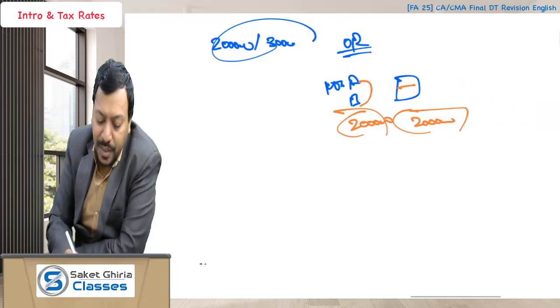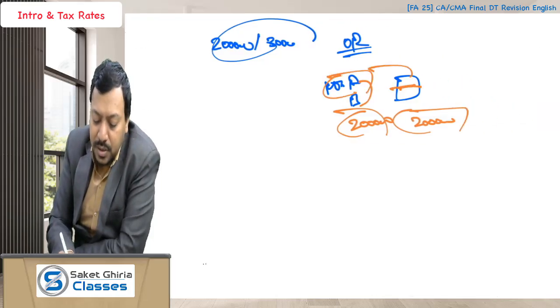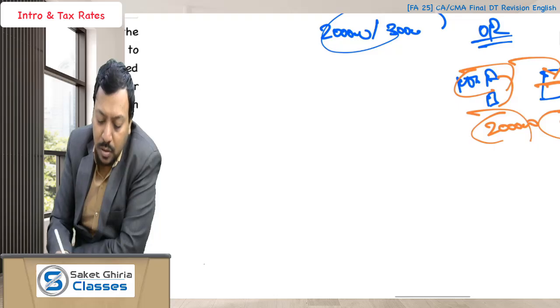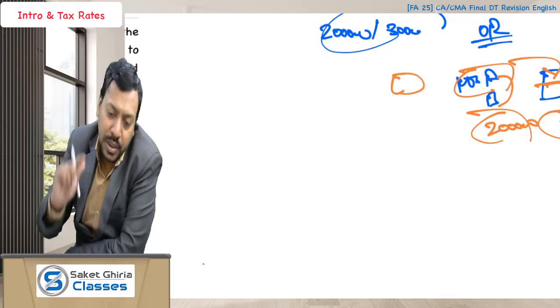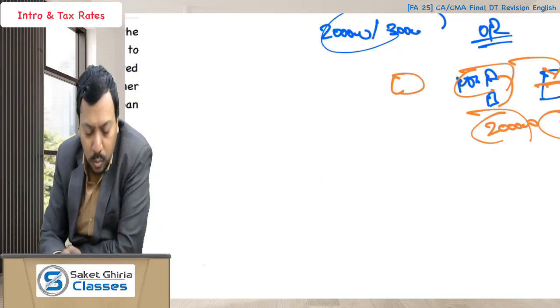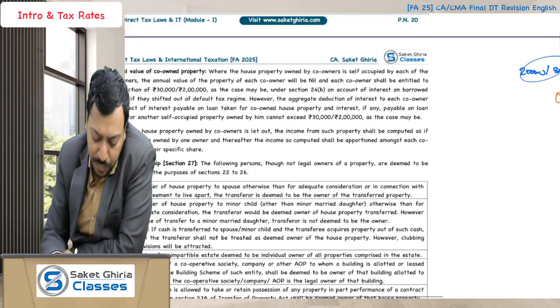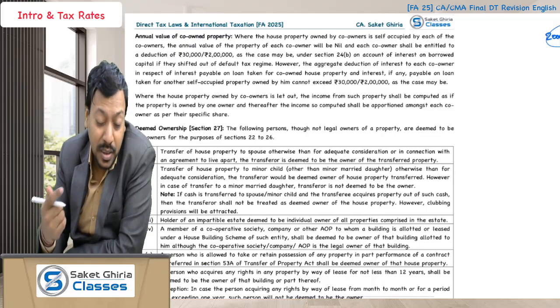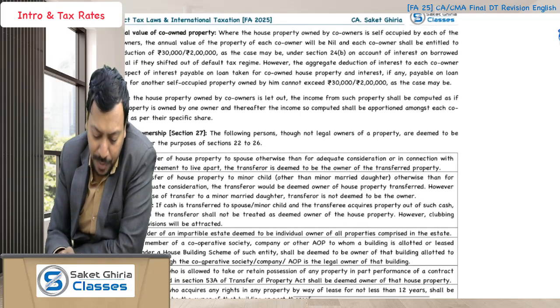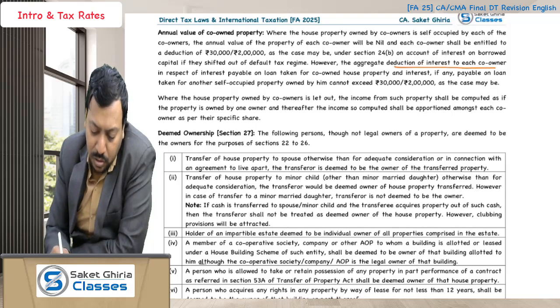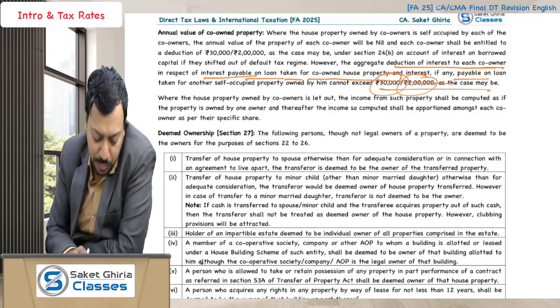Sir, what if Mr. A has one property which is co-owned and one property which is fully owned by Mr. A? Will he get a further 2 lakh rupees deduction? No, only the cumulative interest expenditure of 2 lakh rupees is allowed. Or if the loan has been taken for repair or reconstruction, then 30,000. The aggregate deduction of interest to each co-owner in respect of interest payable cannot exceed 30,000 or 2 lakh, as the case may be.